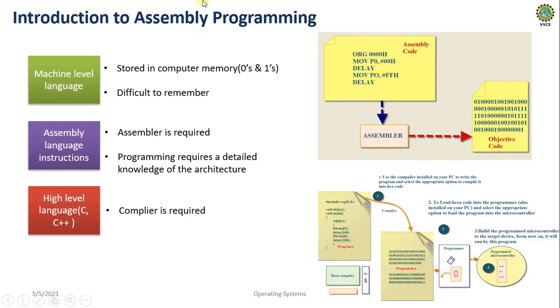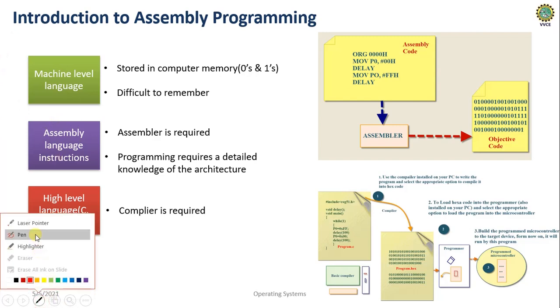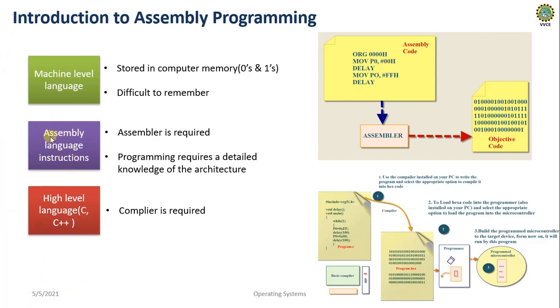Either we can give instructions using machine level language, that is basically stored using zeros and ones, but obviously it is very difficult to remember, or we can use assembly level programming, right? It is also called a low level program. It uses an assembler to convert your assembly program, or the instructions, into machine level language. Fine. Or we can use a high level language like C or C++.